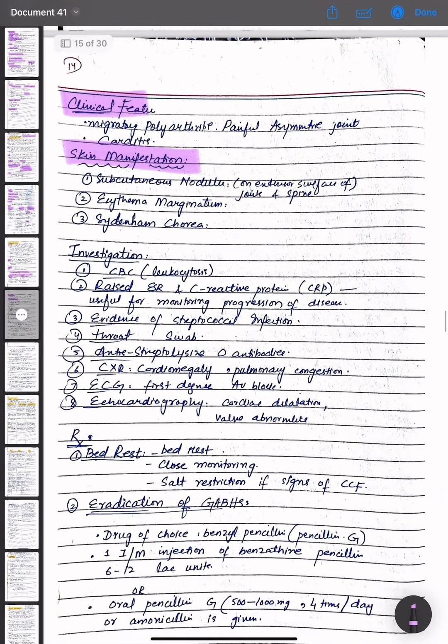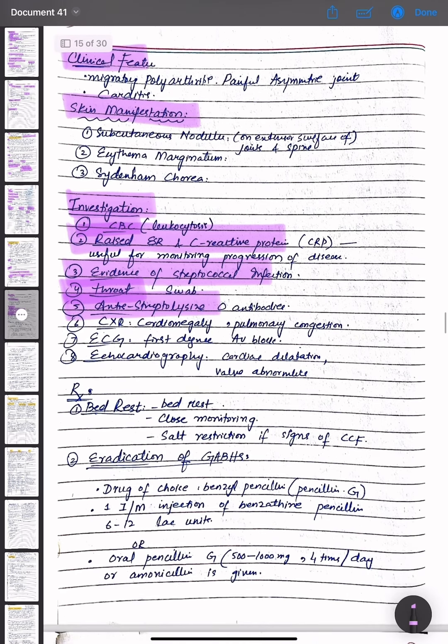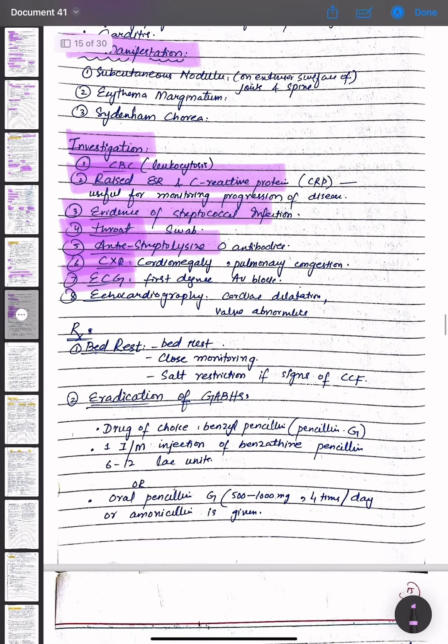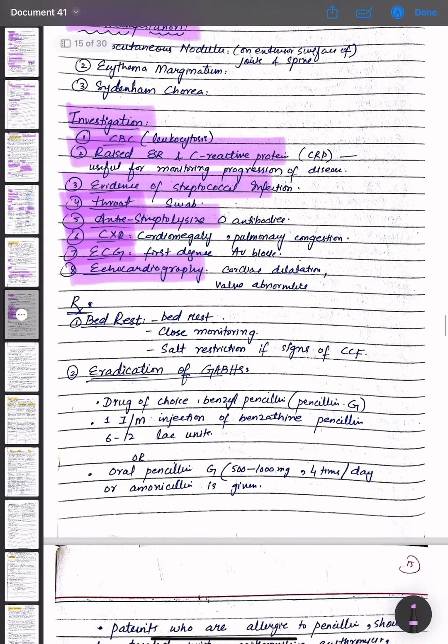The investigations for rheumatic fever are CBC, which shows leukocytosis. Then raised ESR and C-reactive protein, which are useful for monitoring the progression of the disease. Then evidence of streptococcal infection is sought: the throat swab is checked, and then anti-streptolysin O antibodies are done. Chest X-ray is done for cardiomegaly and pulmonary congestion. ECG is done for first degree AV block, and echocardiography is done for cardiac dilatation and valve abnormalities.